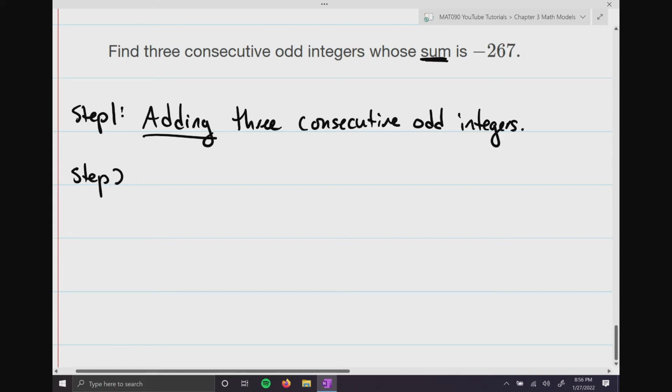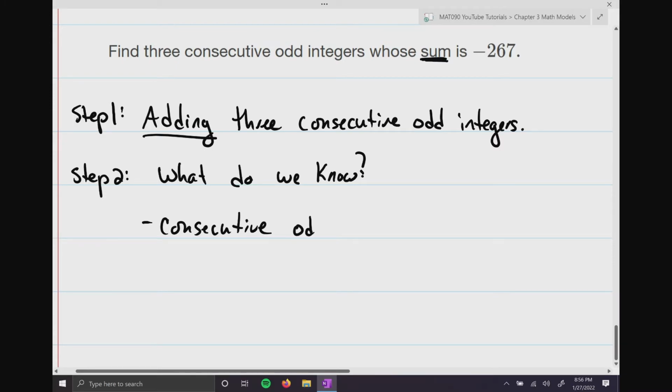Step 2. What do we know? Well, I got to be honest with you. We don't really know a lot. We know that they're consecutive odd integers. And we also know the sum total is negative 267.